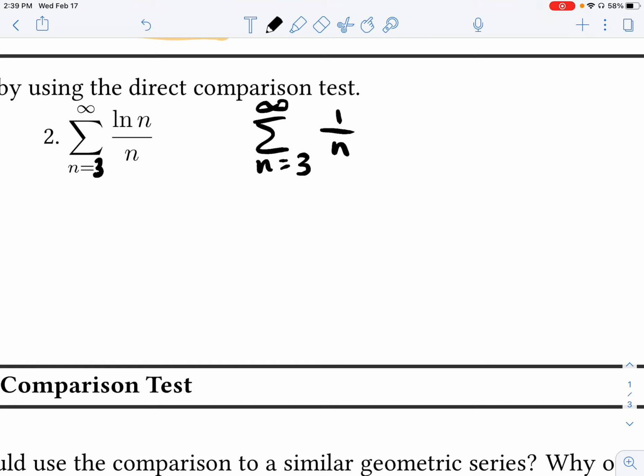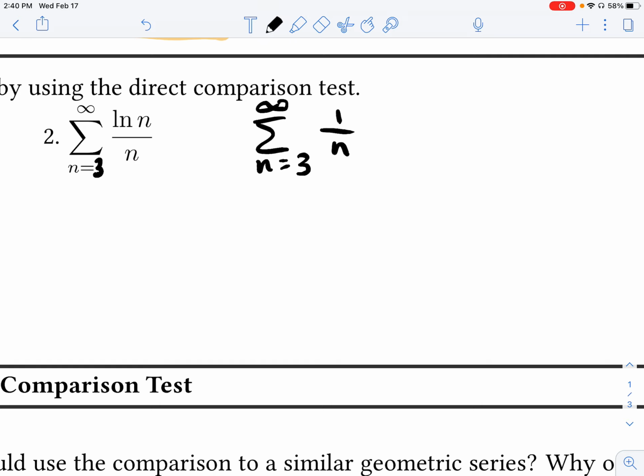And this is a great series to compare it to because our denominators are the same, but look at our numerators. 1, in our smaller series, is constant, whereas our quote unquote larger series is going to continue to grow without bound. So this is a great series to compare it to.